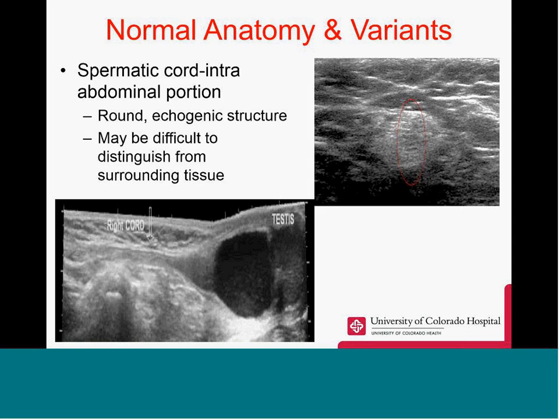On ultrasound, the intra-abdominal portion of the spermatic cord appears as an echogenic round structure. This may be difficult to distinguish from surrounding tissue. Here in the longitudinal, you can see the scrotum with testis and the spermatic cord.